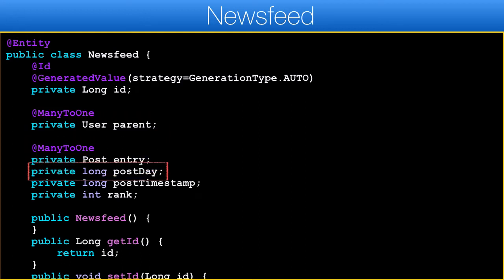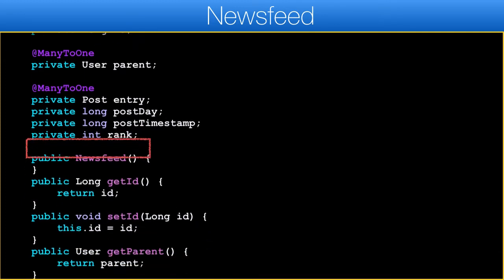Post day is the number of days since epoch. This is useful for sorting. I want today's posts to always come before yesterday's posts, even if they are higher quality. Timestamp is also used for the sort, but to a lesser degree. Rank can be manipulated by the ranking algorithm to push good posts up within the day.